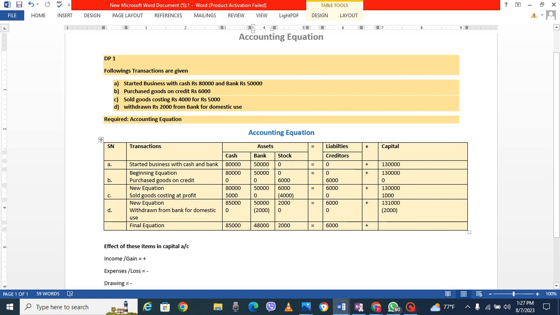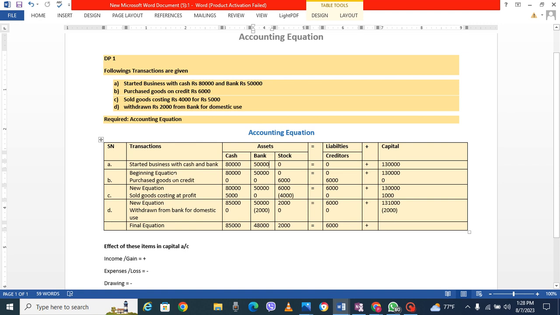There is no transaction for goods purchase or any stock available in the beginning. So we write 0 for non-availability of the given items. That equals, there is no effect on creditors because we have no creditors over here under transaction A. So plus capital would be 80 plus 50 equals 1,30,000. So now this becomes the beginning equation.